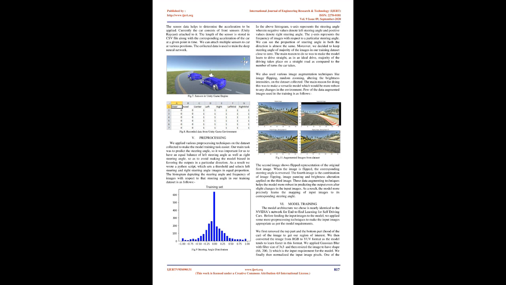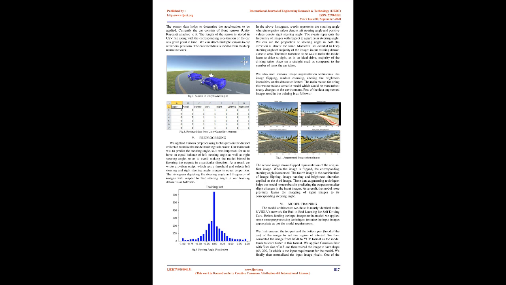Pre-processing. We applied various pre-processing techniques on the dataset collected to make the model training task easier. Our main task was to predict the steering angle, so it was important for us to have an equal balance of left steering angle as well as right steering angle, so as to avoid making the model biased in favoring the outputs in a particular direction. As a result, we wrote a Python script, which sets a threshold and selects left steering and right steering angle images in equal proportion. The histogram depicting the steering angle and frequency of images with respect to that steering angle in our training dataset is as follows.